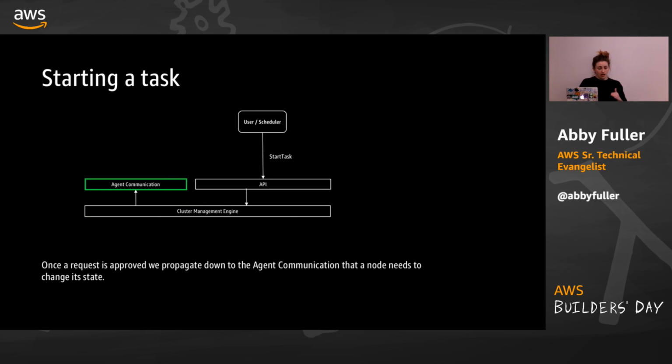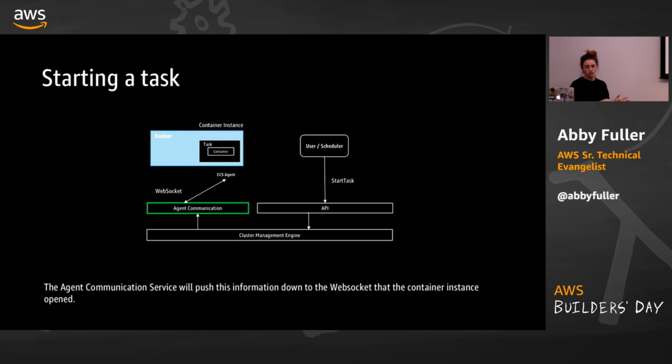Once the regional engine has approved the request, it sends it down to agent communication that you need to change the state of a node. So you go from your regional cluster management engine to the agent communication engine. The agent communication service pushes that down to the individual ECS agents. So from regional management to agent communication to the ECS agent, which belongs on all those nodes.